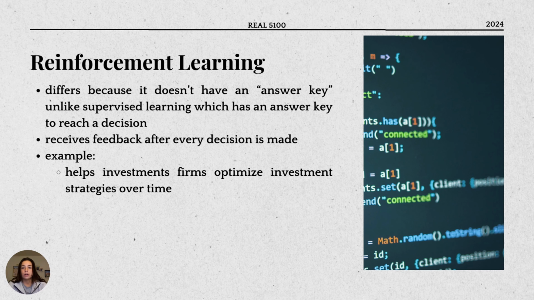Just takes a little bit of the burden off of people. Then we have reinforcement learning, and this is different because it doesn't have an answer key the way that supervised learning has. So instead, it receives feedback after every decision it makes, and that ultimately makes it better and better each time. An example of this would be a company like Blackstone Inc., which is an investment firm, and they would use this to optimize their investment strategies over time.